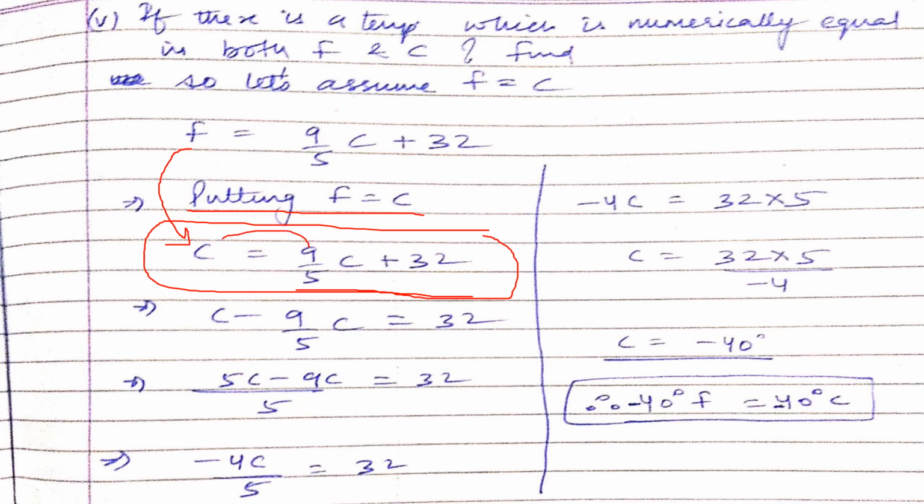This will go to this side in negative. When you solve it, you get this value. Finally, you get C equal to minus 40 degree. So this is the value. We can say minus 40 degree Fahrenheit is same as minus 40 degree Celsius. And at this temperature, both the numerical values are same.